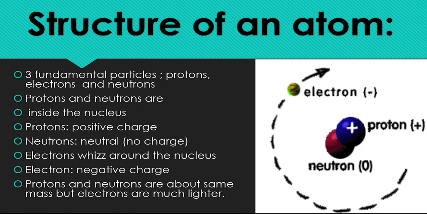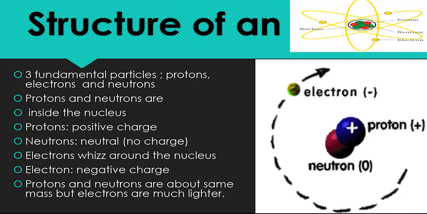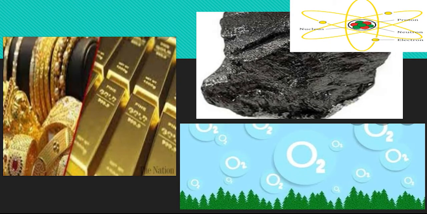There are 118 different kinds of atoms, which are each the smallest part of an element. If we observe elements like gold, carbon and oxygen, we can see that they have very different properties. They don't look or act the same. But why are they so different? Well, it comes down to what's inside their atoms.